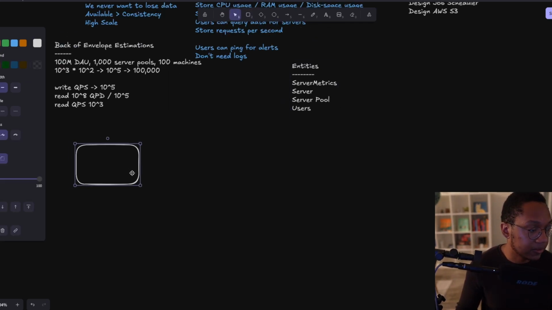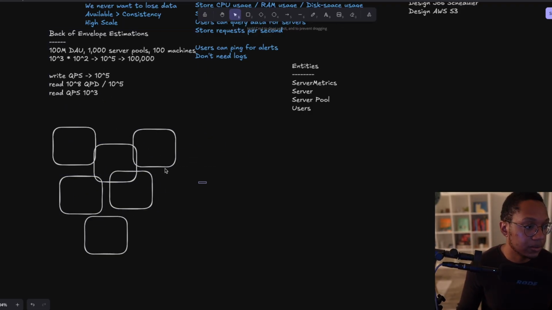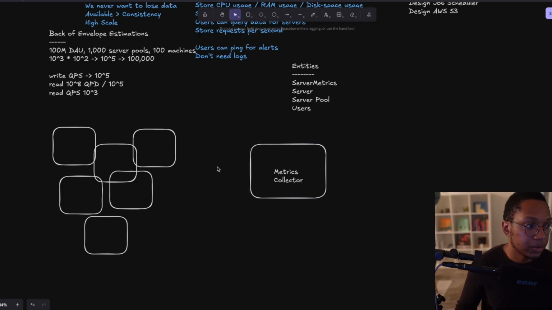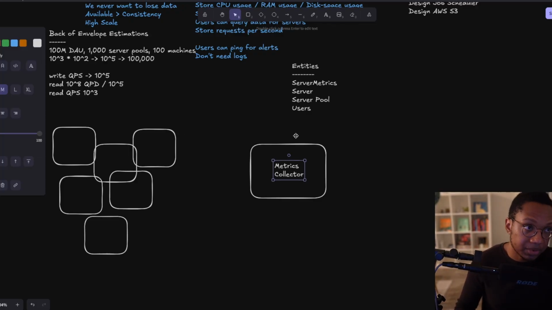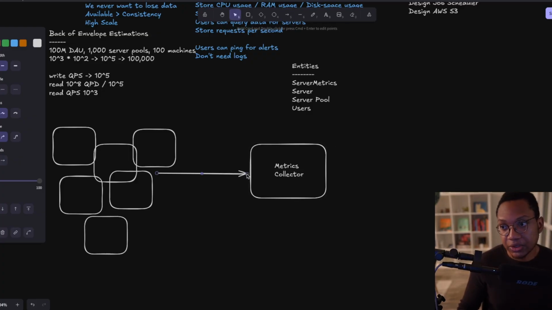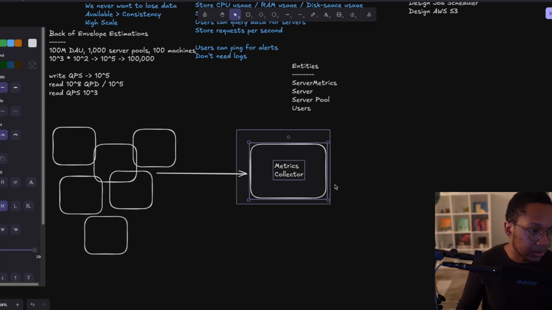So let's say we've got a ton of servers that we mentioned. All of these servers send out their data to some kind of metrics collector. The servers are all pinging it, sending data to some kind of API or URL, or it could even be gRPC if we want to get fancy with it. Instead of using HTTP, we could just use gRPC. We're sending all this data into this metrics collector.